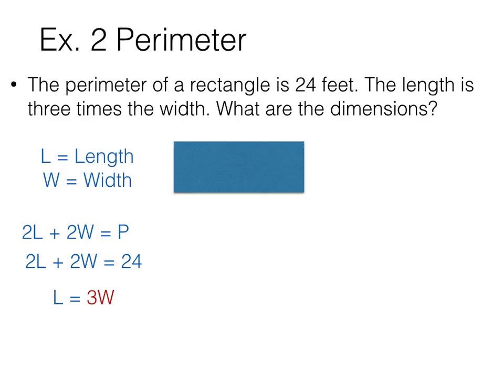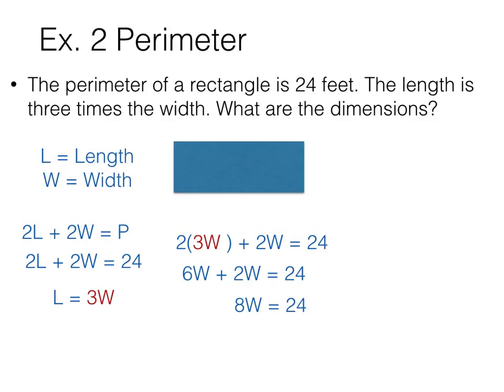So I'm going to substitute that expression, 3W, in place of length in the second equation. So 2 times this length plus 2 times the width equals 24. Now I'm going to multiply 2 times 3W and combine like terms. And I'll divide both sides by 8. I know the width of this rectangle is 3 feet. And because the length is 3 times the width, the length is 9 feet. So the length and width respectively are 9 and 3.